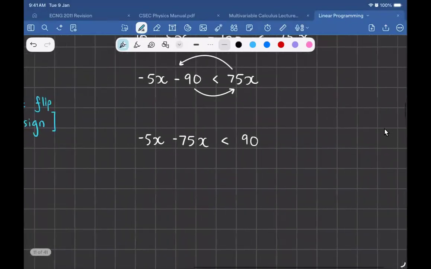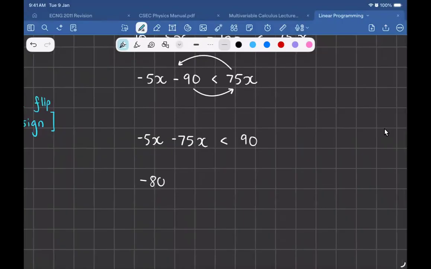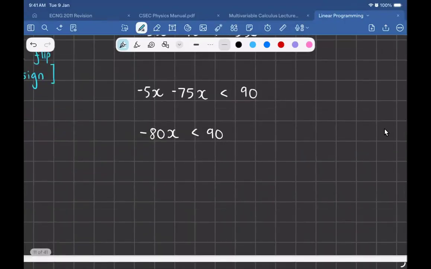Yeah, so it's going to be minus 80x. Right? What's the next step? Divide both sides by minus 80. Right? So what's the next line? X is more than... Oh, I thought I'd catch you lacking, but I caught you. 9 over minus 8. Right, so that'll turn to minus 9 over 8.